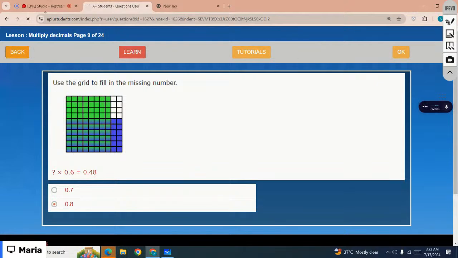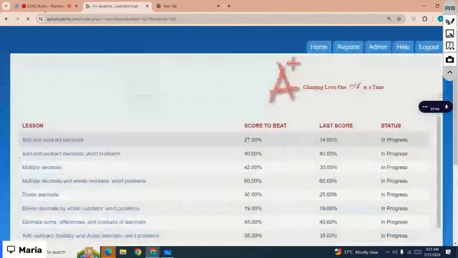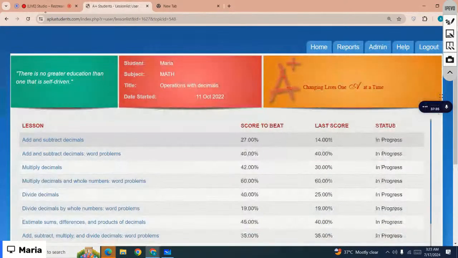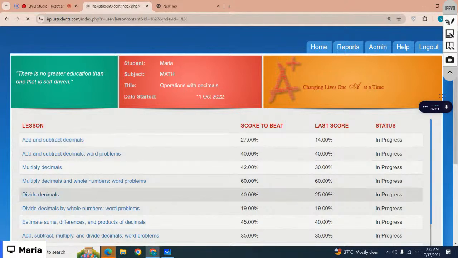The next lesson is multiply decimals. The word problems on your own, right? Let's just start with the next one, that is divide decimals. Let's just start with the lesson.